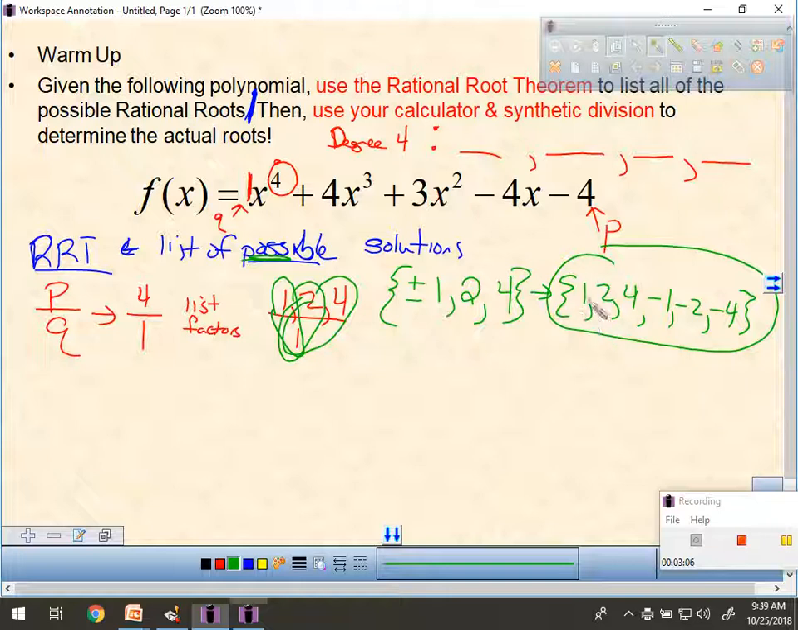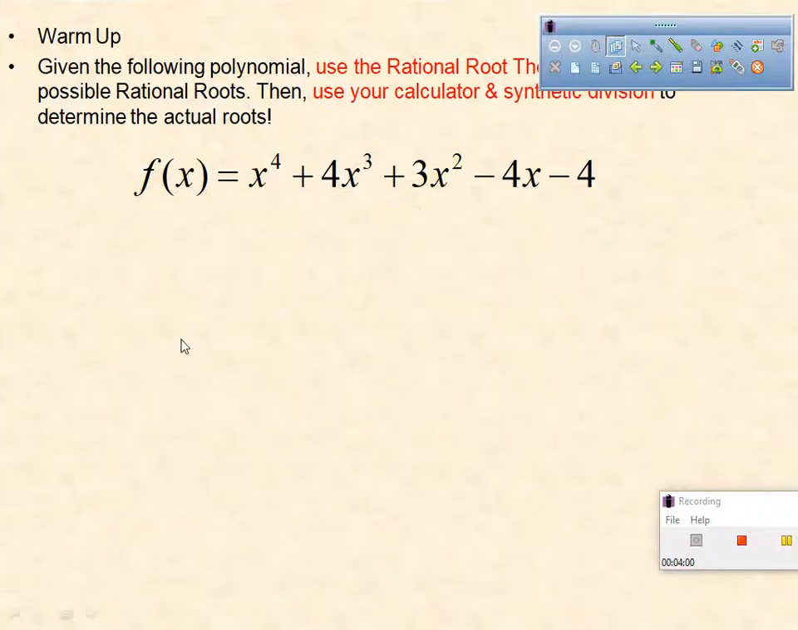Now, if I did not have a graphing calculator, I would have to test out each one of these with synthetic division and hopefully get a remainder of 0. If I get a remainder of 0, that means that's one of my answers. But thankfully, we don't have to do that because we've got our graphing calculator. But again, if you didn't have a graphing calculator, there's no way around it. You'd have to test each one and hopefully get a remainder of 0, and that would be one of your answers. But we have our graphing calculator, so I'm going to minimize this, and I'm going to open up my graphing calculator.